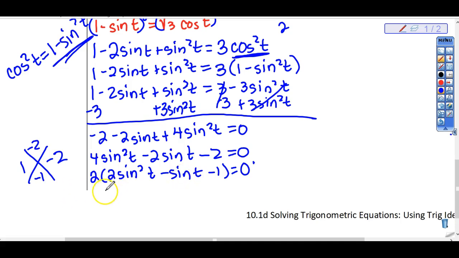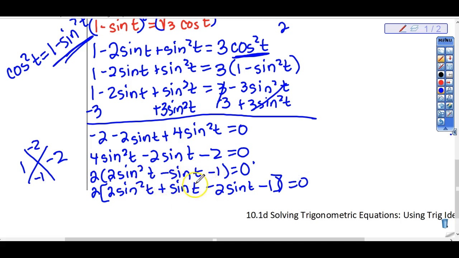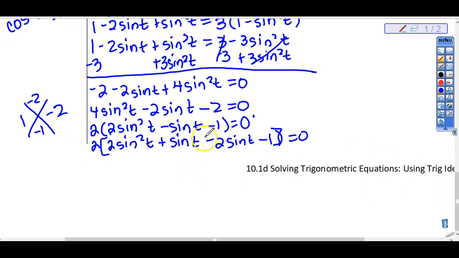Boy, I'm running out of room. So this would be 2 times, I'm going to change this to a bracket, 2 sine squared t minus sine, no, plus sine t, minus 2 sine t minus 1 equals 0. So I just took this middle term, negative sine t, broke it up with 1 sine t and a negative 2 sine t. Now we cut it in half, factor the front, factor the back, right? So you have 2 times, well, they have a common factor up here that I can factor out, sine t. So that would be 2 sine t plus 1.